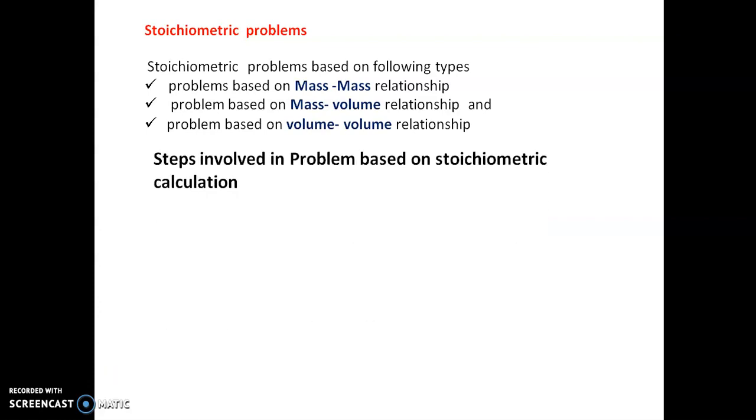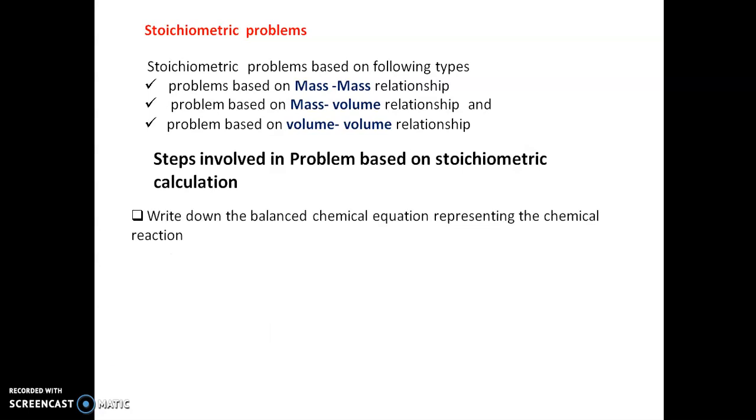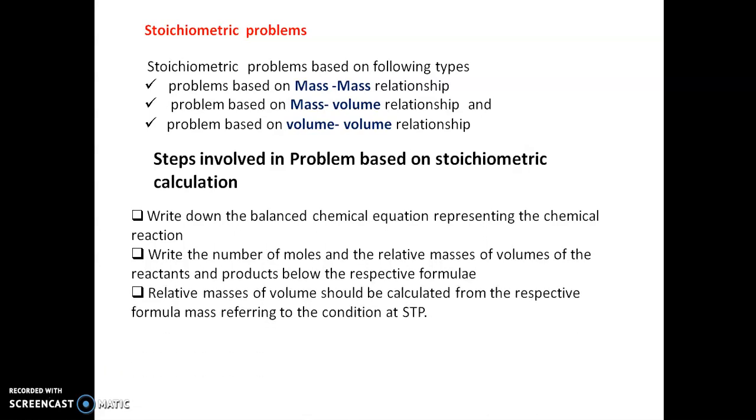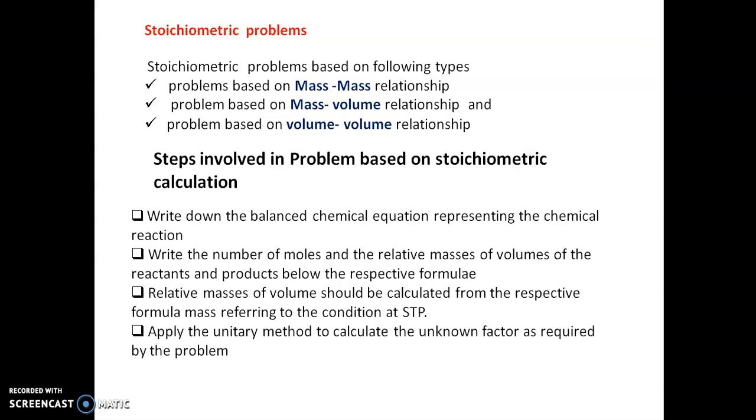Steps involved in solving problems based on stoichiometric calculation. First step, you have to write down the balanced chemical equation representing the chemical reaction. Next step is to write the number of moles and the relative masses or volumes of the reactants and products below the respective formulae. Third step, relative masses or volumes should be calculated from the respective formula mass, referring to the condition at STP. And last step is to apply the unitary method to calculate the unknown factor as required by the problem.